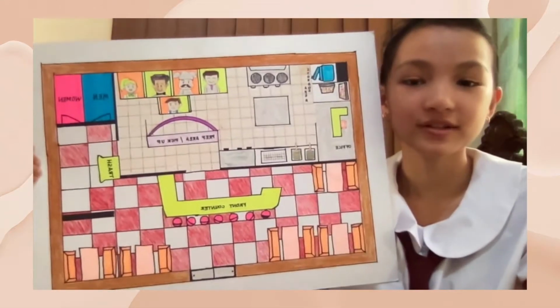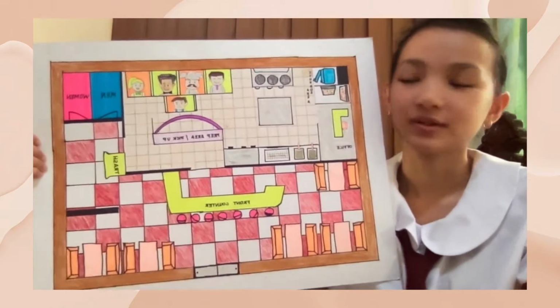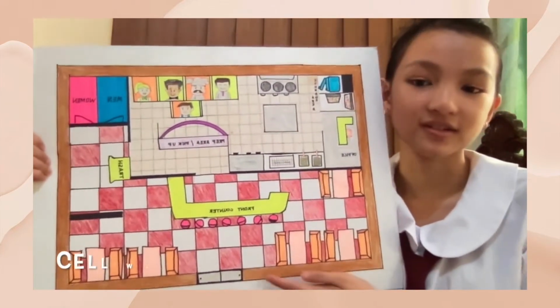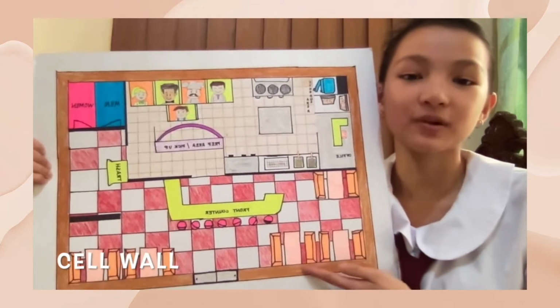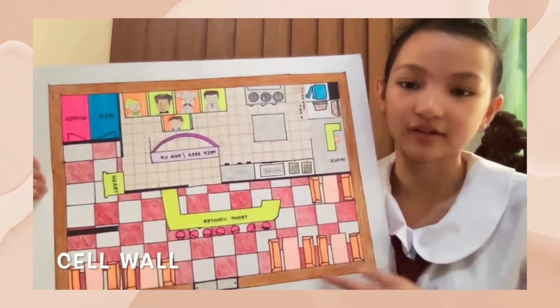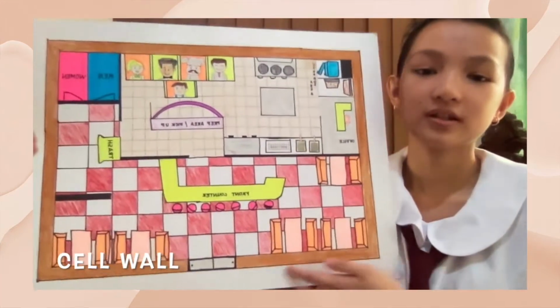So let's start. So guys, this is my restaurant cell analogy. So the first thing I would like to discuss is the cell wall of this restaurant. The cell wall is like the walls of this restaurant, the brown one here.